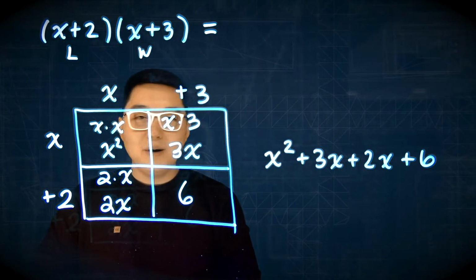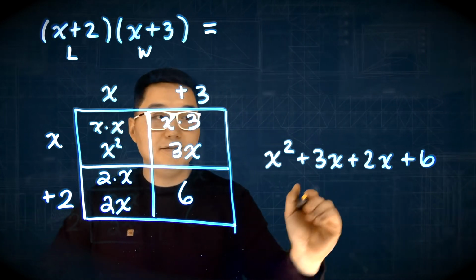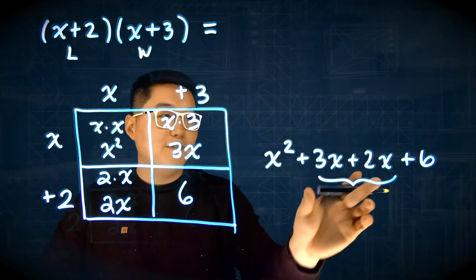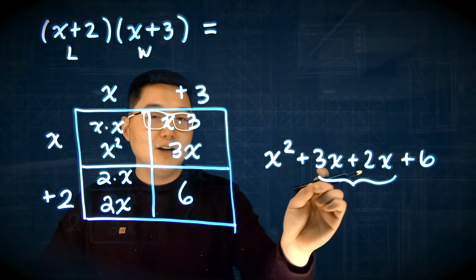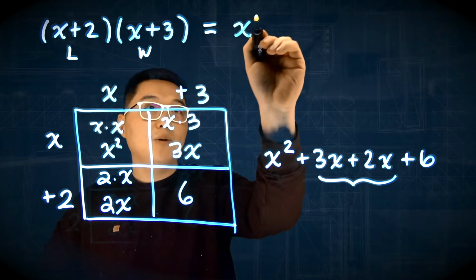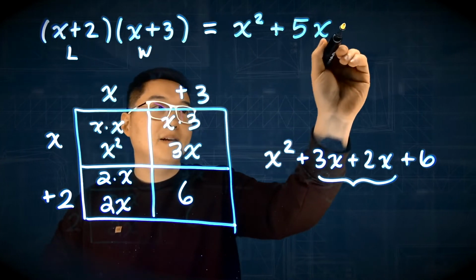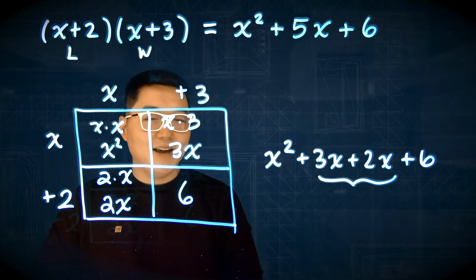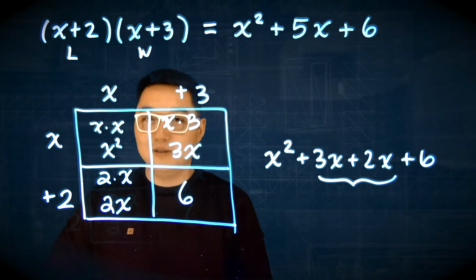But is there a better way to write that? Can we simplify something? Yes, in fact, 3x and 2x are like terms. So if you were to combine these two together, we have 5x. So the area as a sum is x squared plus 5x plus 6. Okay, now I think we're ready to do some more examples of multiplying two polynomials.